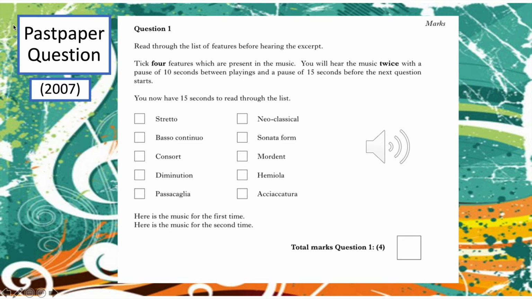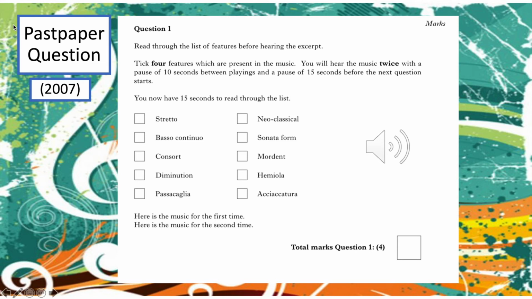And then finally, another ornament, our acciaccatura, which is our crush note, is used frequently in different styles of music, but it's our crush note in terms of our ornament. So let's have a listen to question 1 and see how you go on.